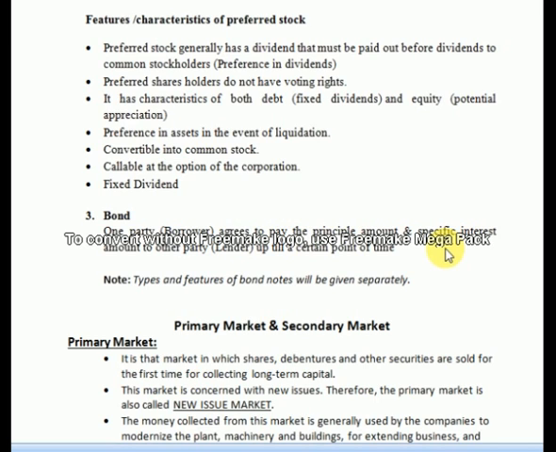So this was the information regarding bonds. Then bonds have different types. So types of bonds we will discuss in our upcoming classes, because on types of bonds we have a separate chapter. Now our next topic is primary market and secondary markets, which we will discuss in the upcoming class.